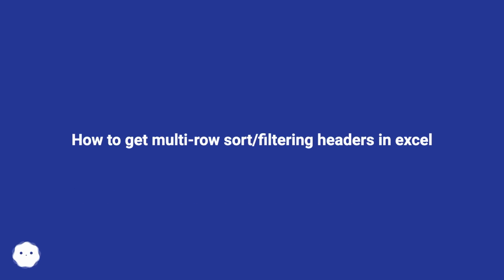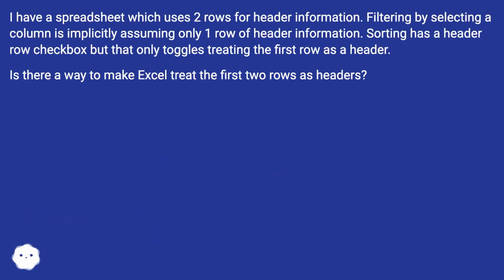How to get multi-row sort/filtering headers in Excel. I have a spreadsheet which uses 2 rows for header information. Filtering by selecting a column is implicitly assuming only one row of header information. Sorting has a header row checkbox, but that only toggles treating the first row as a header. Is there a way to make Excel treat the first 2 rows as headers?